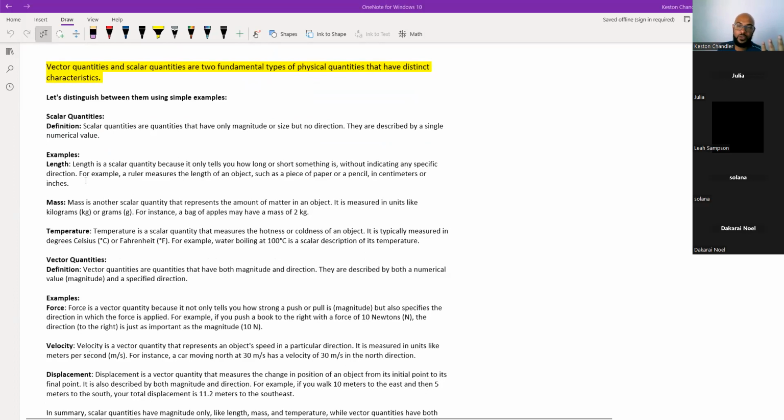Mass is another one. So I took my weight yesterday at the pharmacy. 61 kilograms. I think that's slightly underweight. I should be at 64 if I'm not mistaken, by my height. That's mass. That's just checking one thing, which is magnitude.